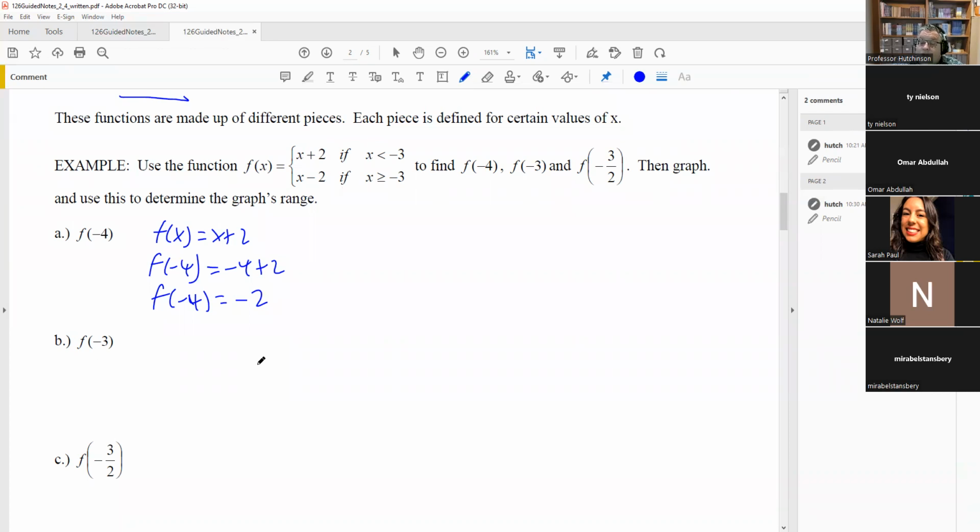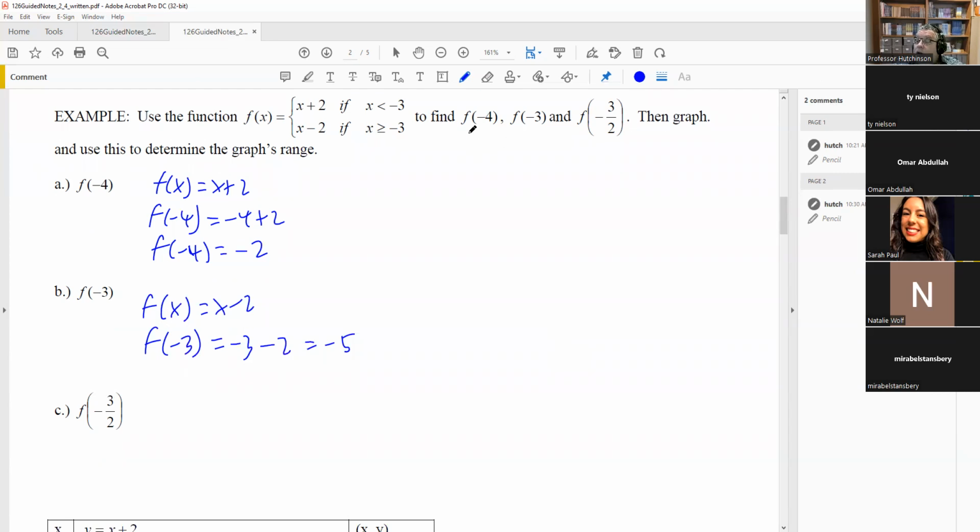So let's now take a look at f of -3. -3 is not included on the first one, but -3 is included on the second one. -3 is greater than or equal to, it's equal to -3. So I'm going to use the second equation. So I want to use f of x is equal to x minus 2. And I want to find f of -3, which means I want to do -3 minus 2. And that's going to give you -5. So -5 would be the answer for part B.